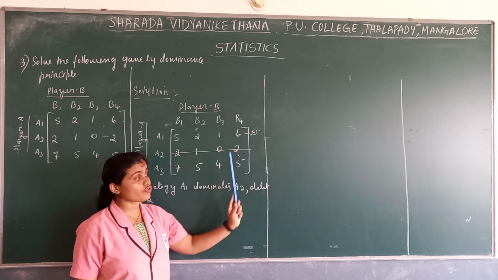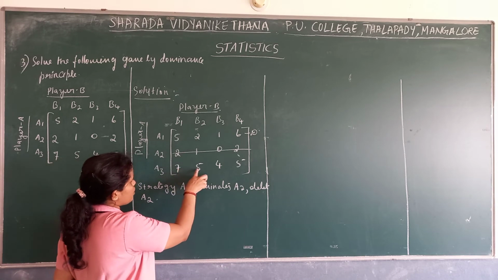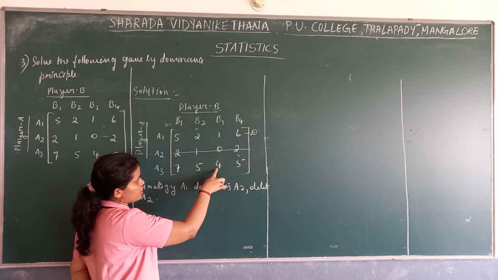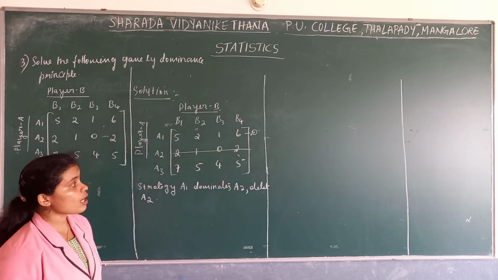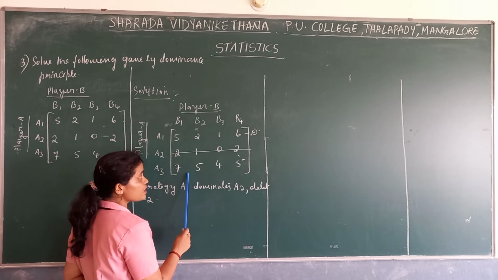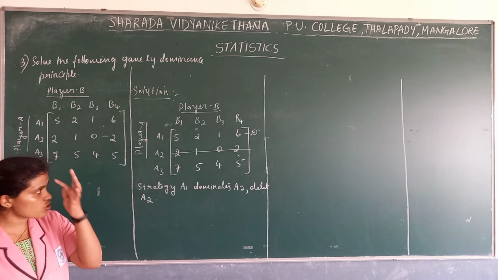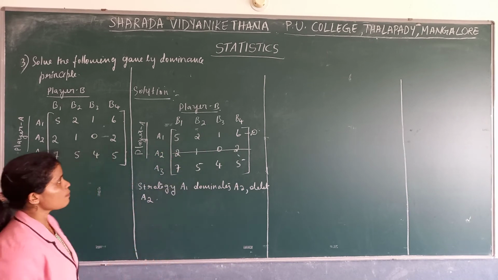Now check the first row with the third row. 7 and 5, 7 is greater. 5 and 2, 5 is greater. 1 and 4, 4 is greater. 6 and 5, 6 is greater. So comparison is not possible. These three values are greater here, but one value is greater here. So with this, comparison is not possible. So we move further to a column wise comparison.